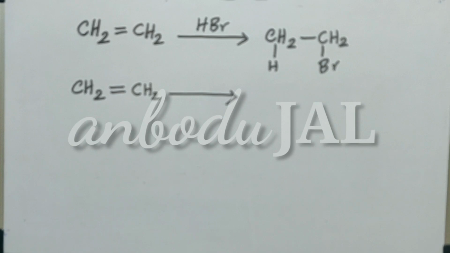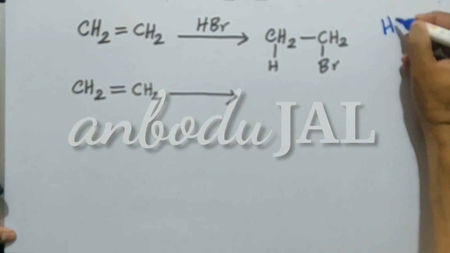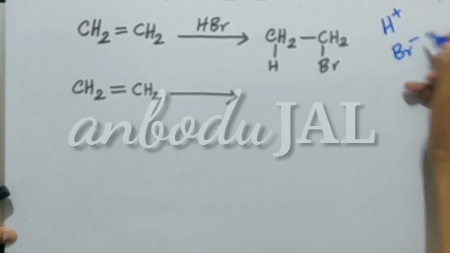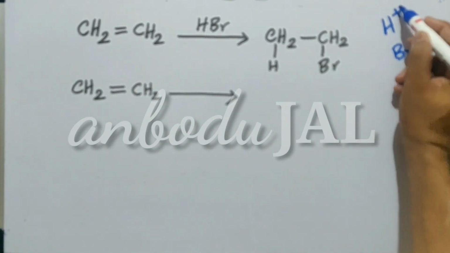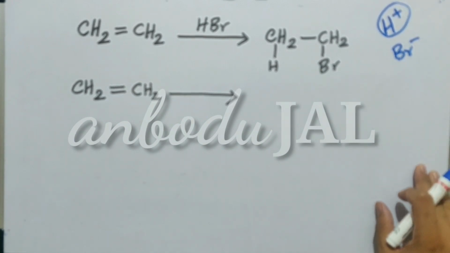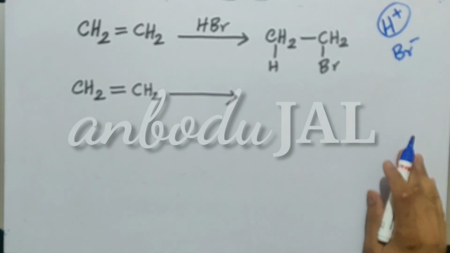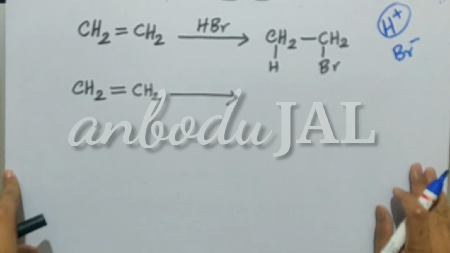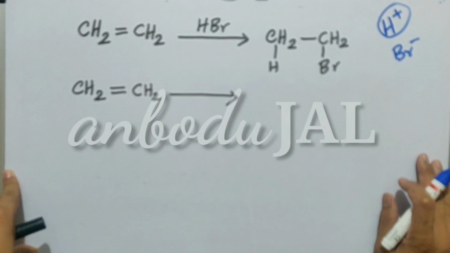What is H plus? H plus means electron deficient. Br minus is electron rich. So among these, H plus is the electrophile. Why is H plus an electrophile? It is electron deficient, that is why it will search for electrons. Electron-loving species are called electrophiles.